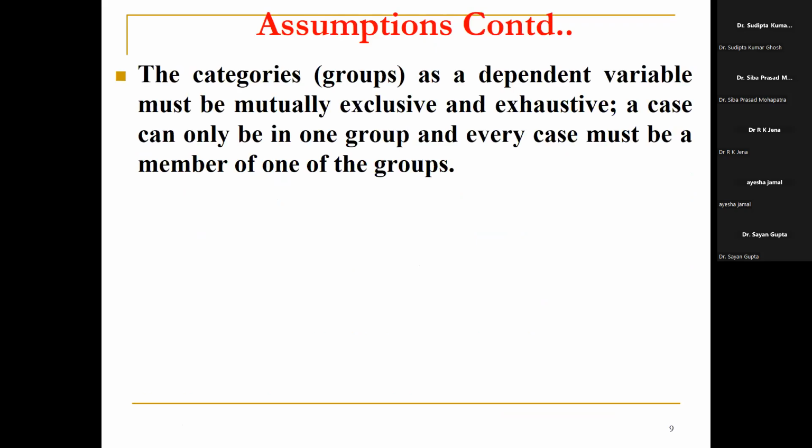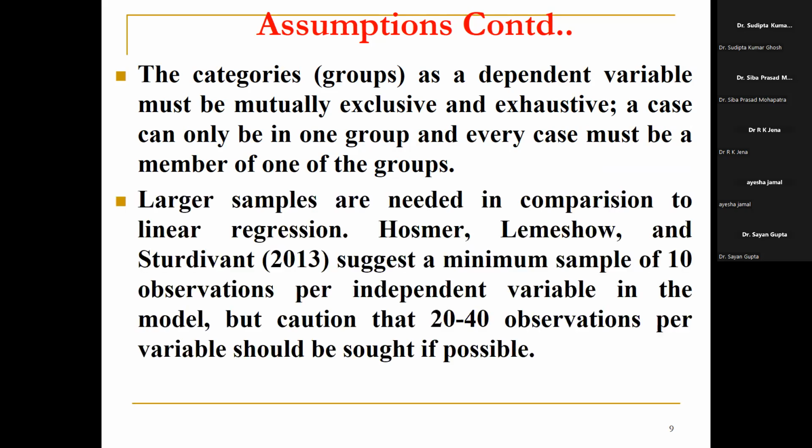The categories of the dependent variable must be mutually exclusive and exhaustive. So one condition is that the groups in the dependent variable must be mutually exclusive and exhaustive. A case cannot be in more than one group, and every case must be a member of one of these groups. This is the most important condition for the dependent variable in logistic regression, which is a category variable.